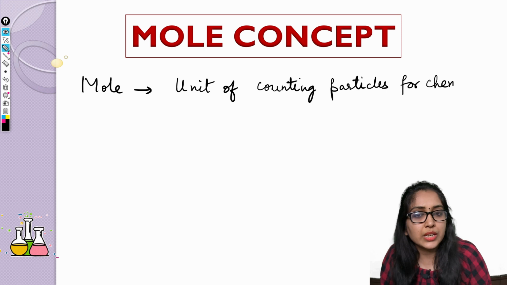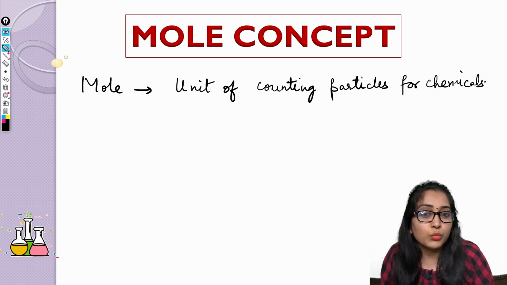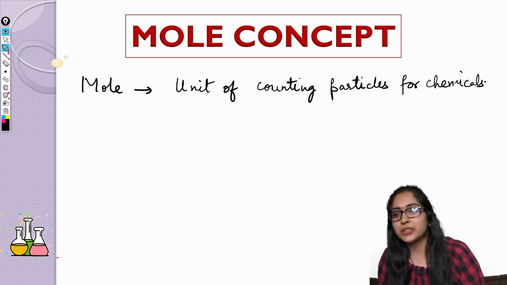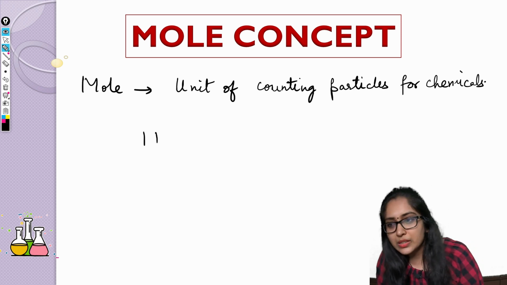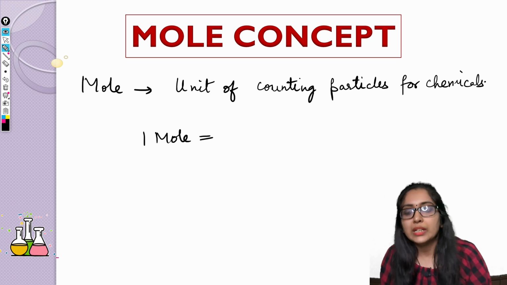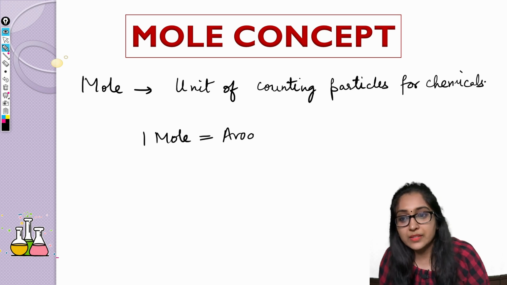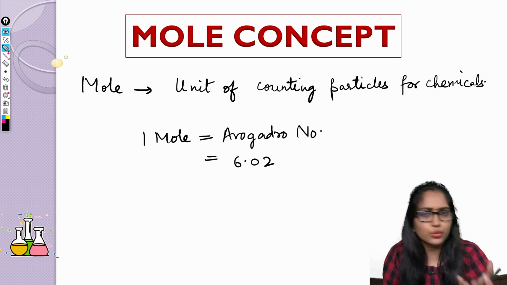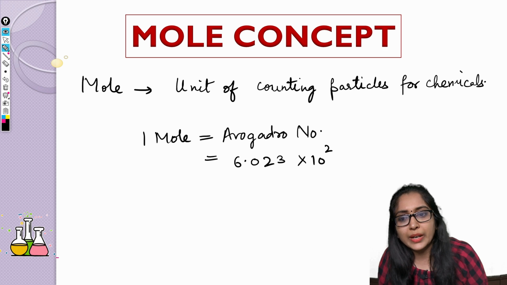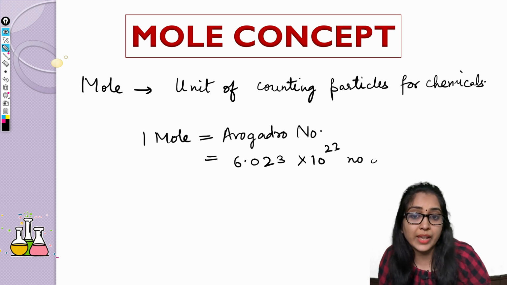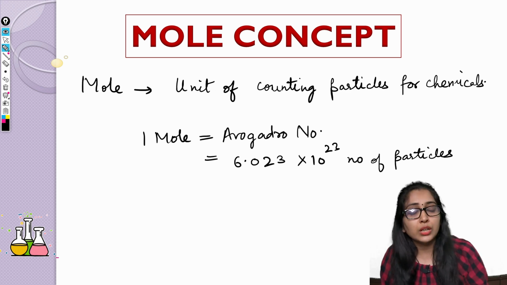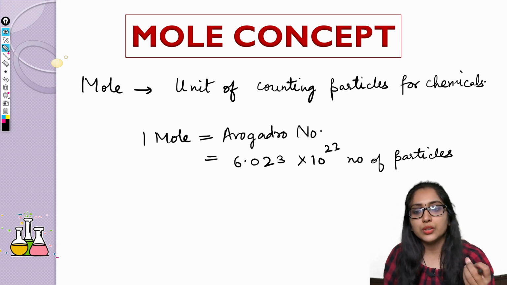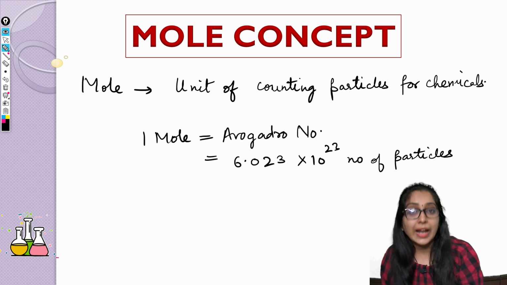Whenever there is a mole concept, you must be aware of the unit. The unit is a number, especially that is the Avogadro number. What exactly is Avogadro number? Avogadro number is equal to 6.022, or sometimes 6.023, into 10 raised to power 23 number of particles. And why have I written number of particles? Because it may be an atom or it may be a molecule. So it completely depends whether you are taking a question of atom or a molecule.